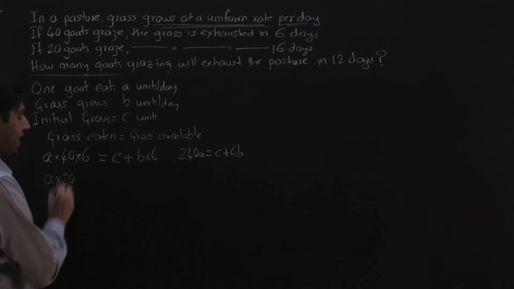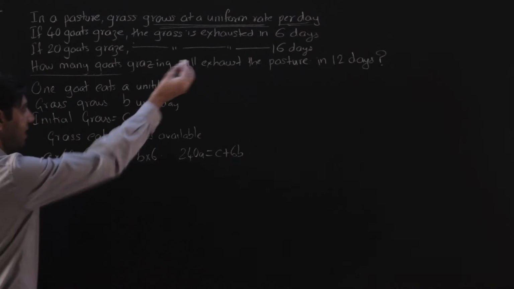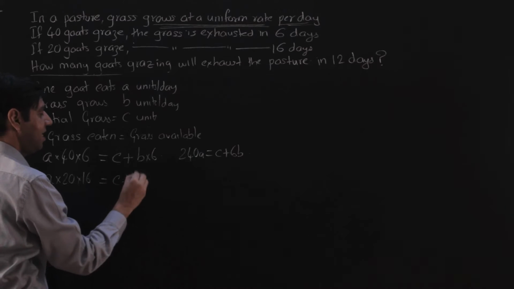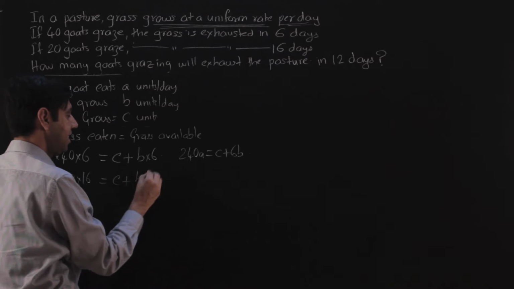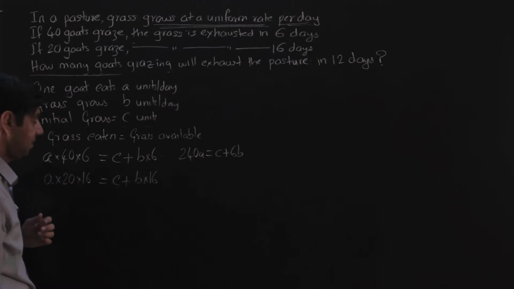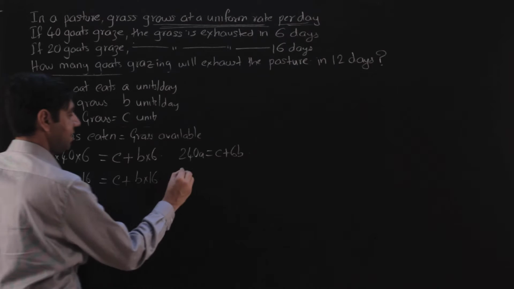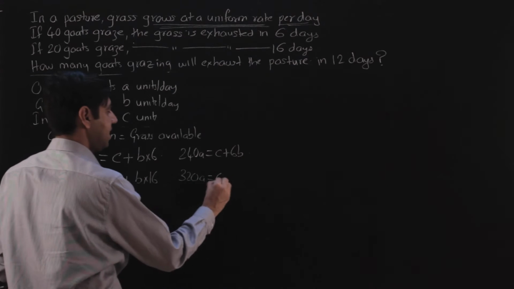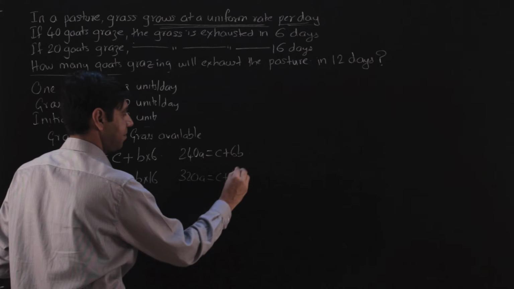20 goats will eat 20A in one day. It lasts for 16 days. So that is 16 grass available, C, B units per day. How many days? 16 days it is growing. And when I multiply 16 twos are, this is 320A is equal to C plus 16B.